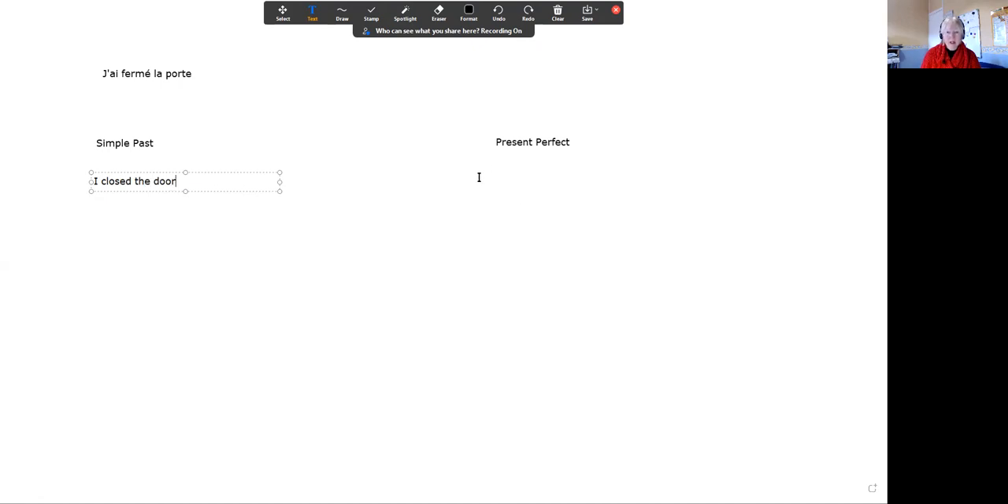For the present perfect, we use the verb have in a similar way to French, by the way. I have, and then we use the past participle, which for regular verbs is the same as the simple past. I have closed the door. So the formation of those two tenses is quite easy. The difficulty is knowing when to use the simple past and when to use the present perfect.